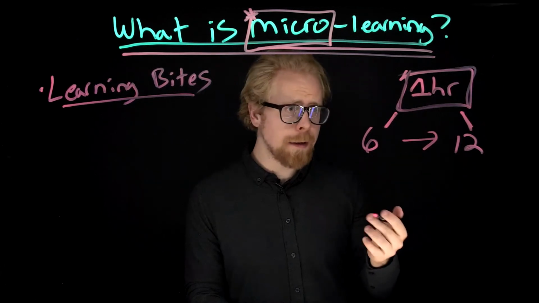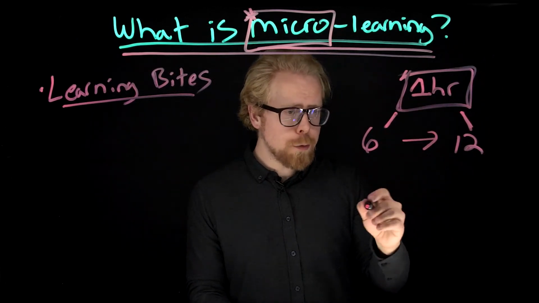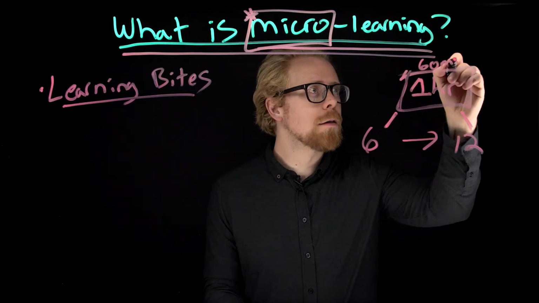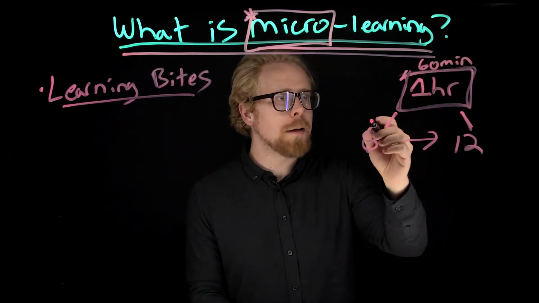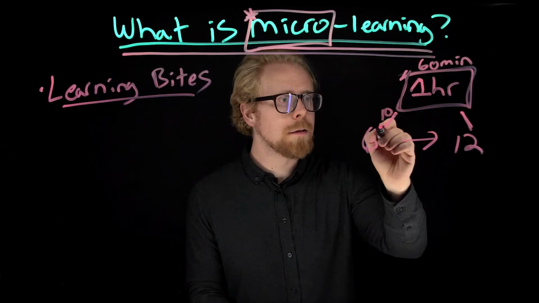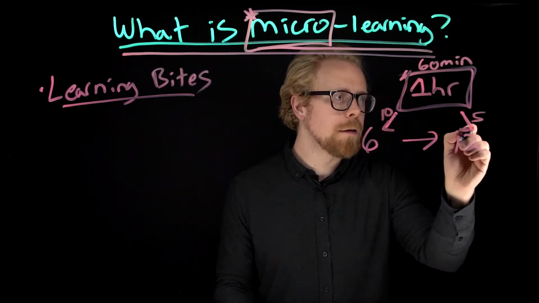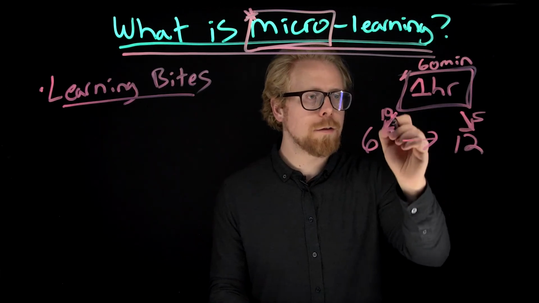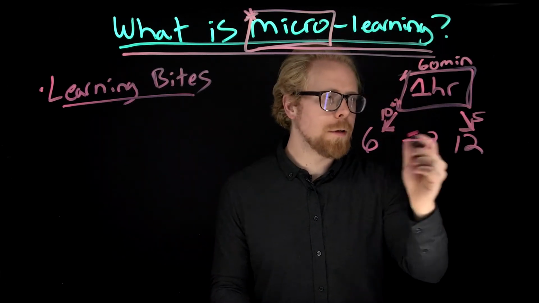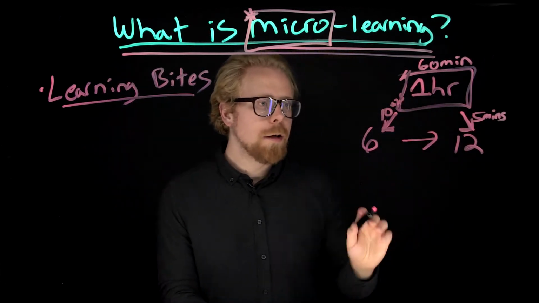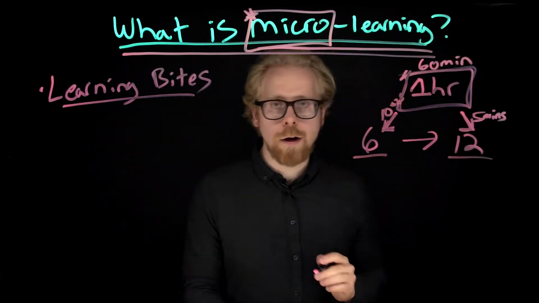How did I get that math? Well, an hour is 60 minutes, okay? Divided by 10, you get 6. Divided by 5, you get 12. So 10 minutes will give you 6, 5 will give you 12. So you have between 6 and 12 pieces of content.